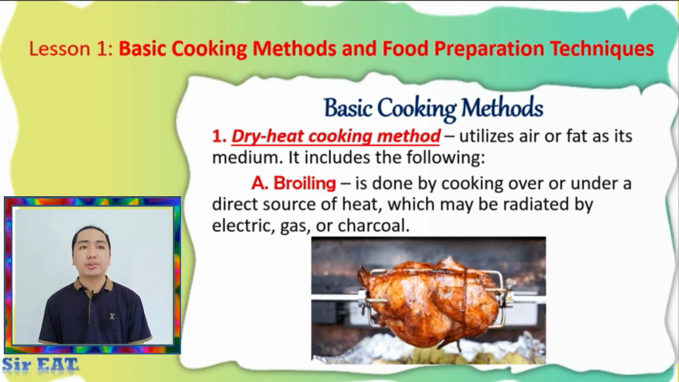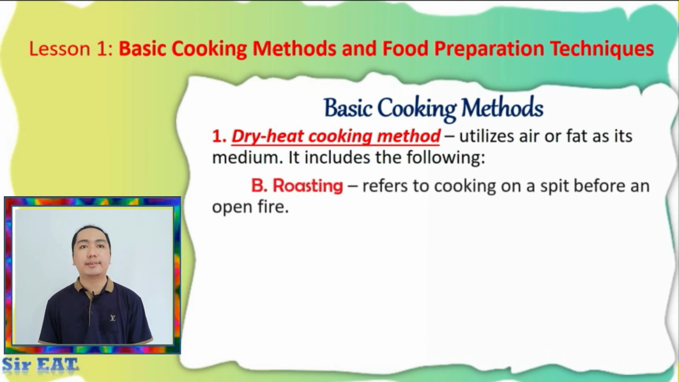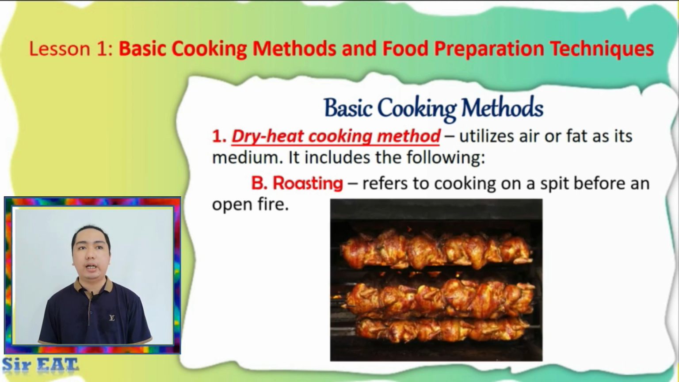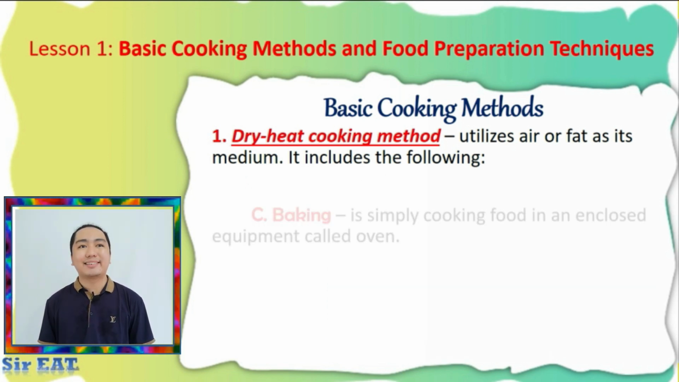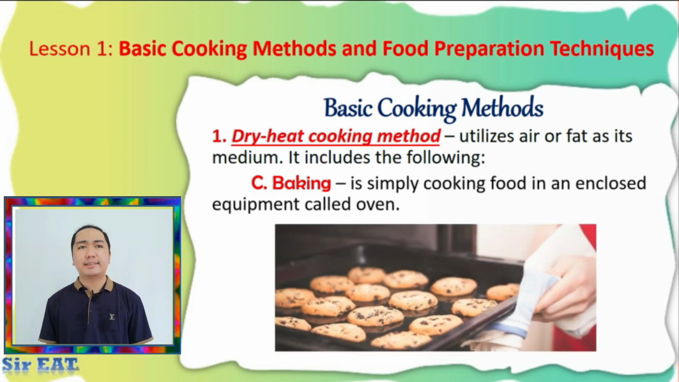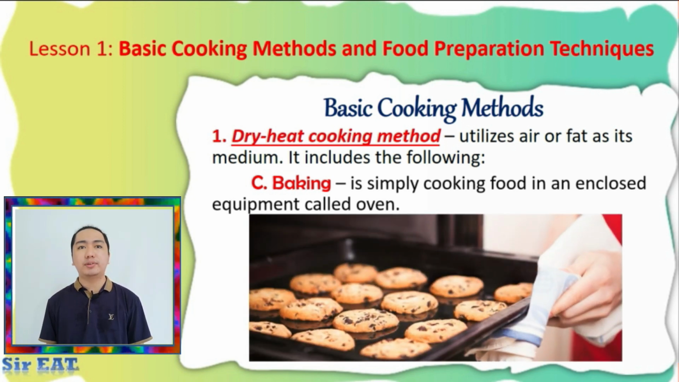Letter B, roasting, refers to cooking on a spit before an open fire. This can be done using live coals or using an oven with rotisserie. The rotisserie is a skewer that holds the meat and poultry while being roasted. Next, letter C, baking, is simply cooking food in an enclosed equipment called an oven.